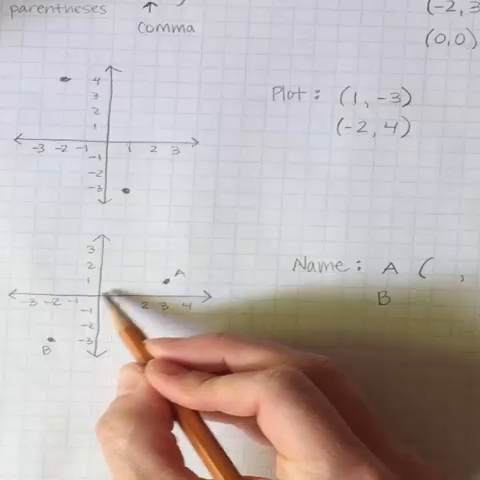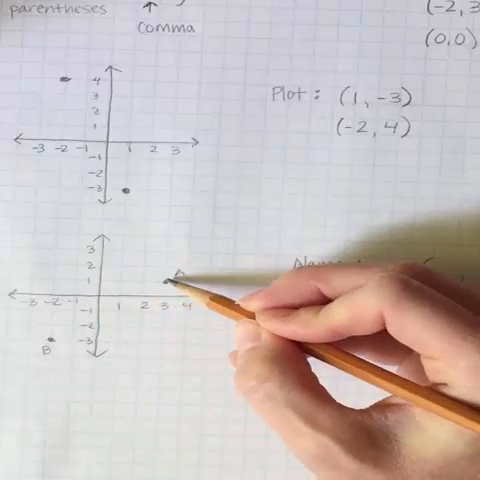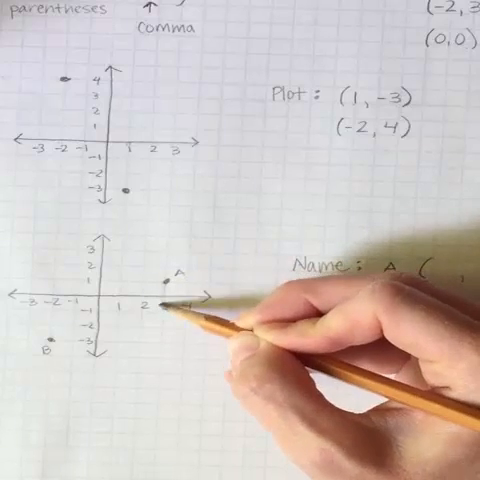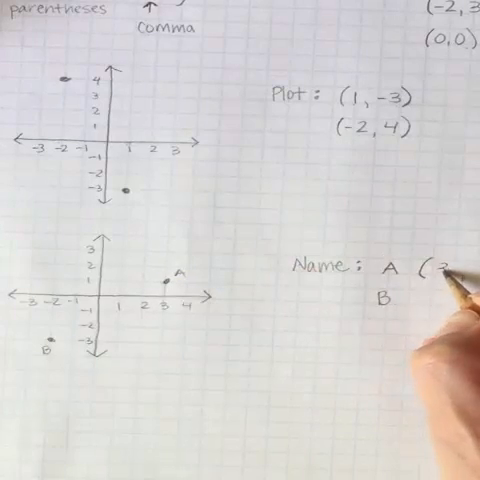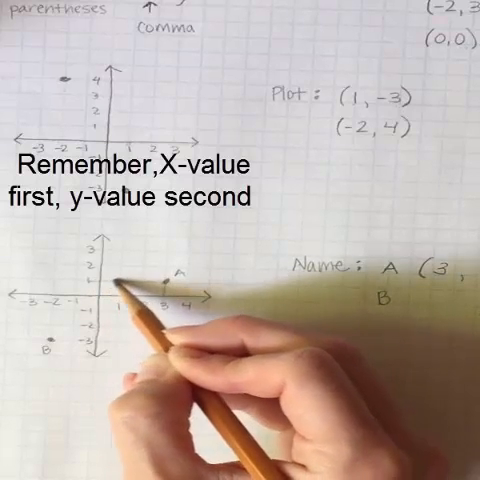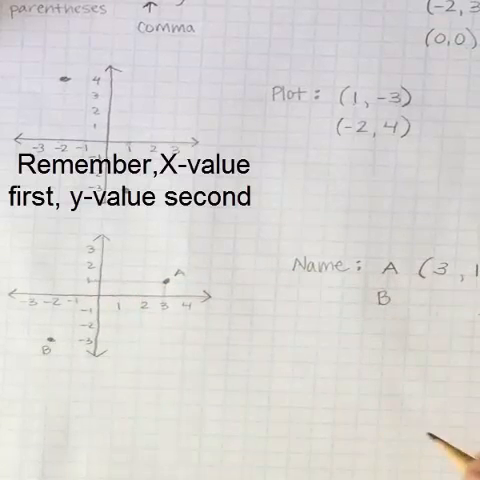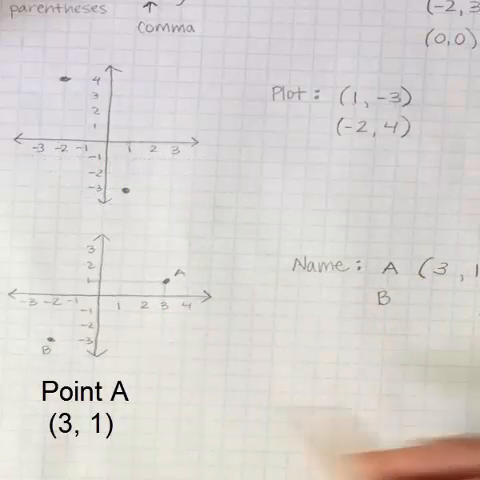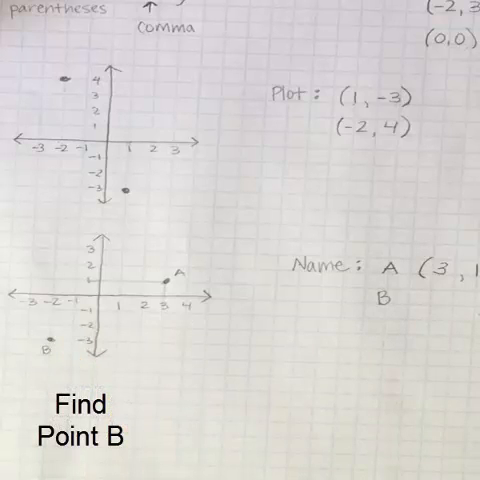My x, if I look at where A is, point A is on the x-axis, it intersects with the 3. So my x value is 3. And my y value, if I just follow the line over, is 1. So point A is at the point 3, 1. Now you try B on your own. Pause the video, come back in a second, and I'll give you the answer.